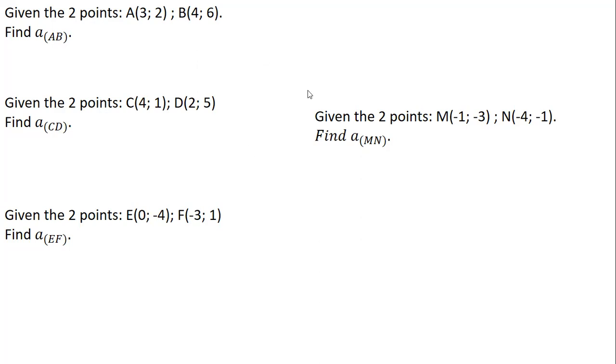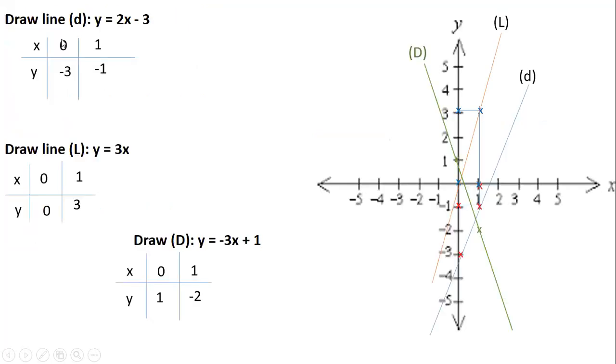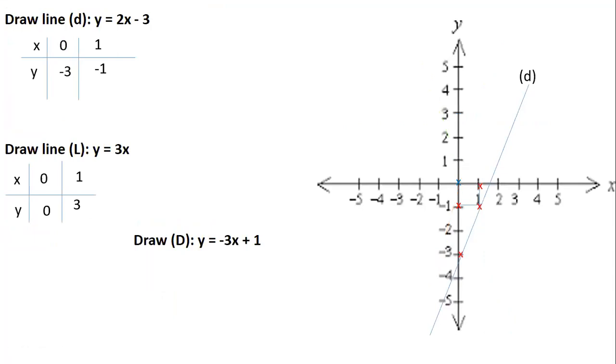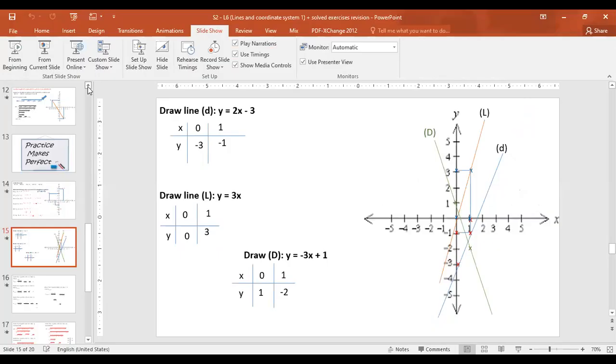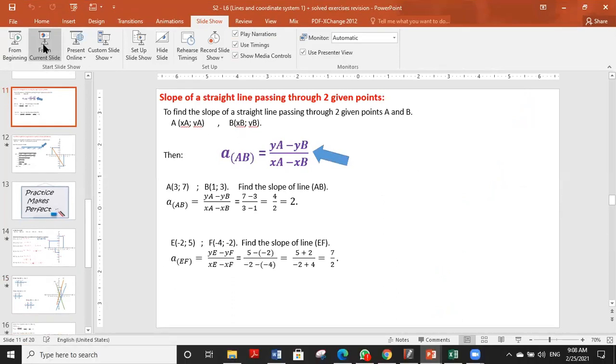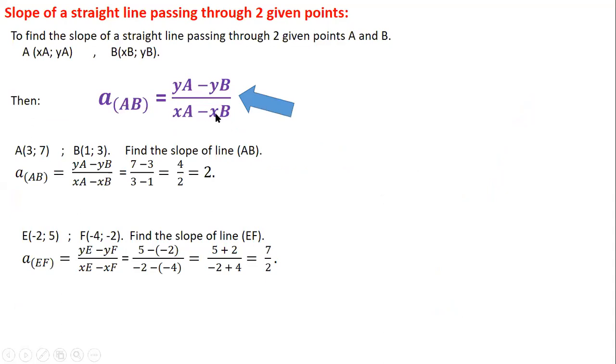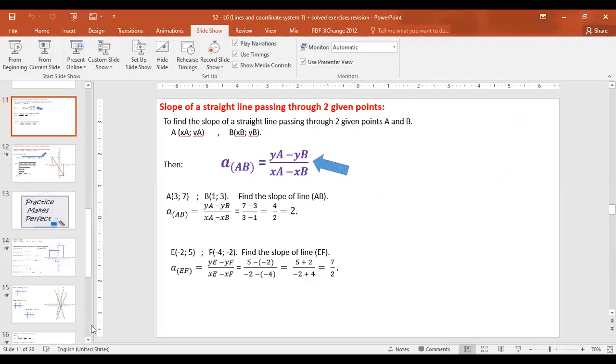Okay. So in this exercise today, we will start it. We are given 2 points, A and B. We should find the slope of line AB. To calculate the slope, we have a rule. Let me go back to the rule of the slope. I want to remind you of the rule of calculating a slope of a straight line in a system of axes. If we are given 2 points, A and B, with coordinates, abscissa and ordinate, the slope of line AB is equal to YA minus YB over XA minus XB. And of course, we replace to calculate this slope.